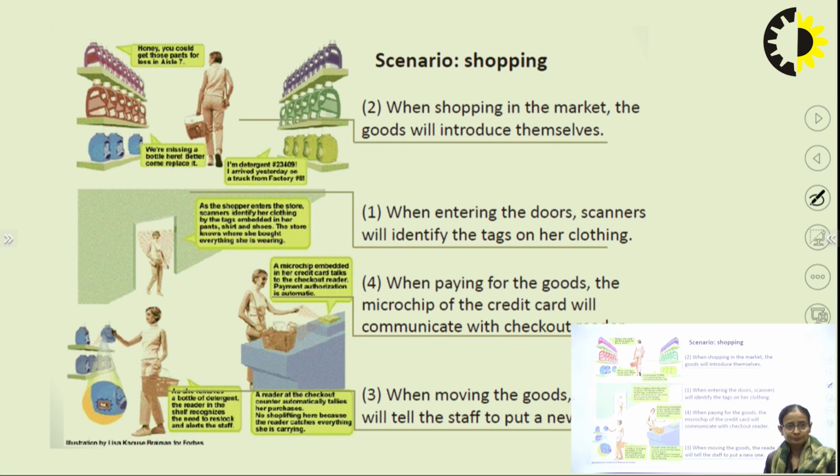Maybe if the rack goes out of stock, then that particular rack can send an alert to the staff that a particular item has gone out of stock from that rack. Another IoT application in the shopping complex could be that when you are paying for the goods, the microchip of the credit card will communicate with the checkout reader automatically.